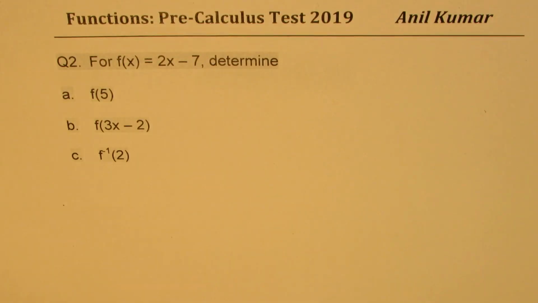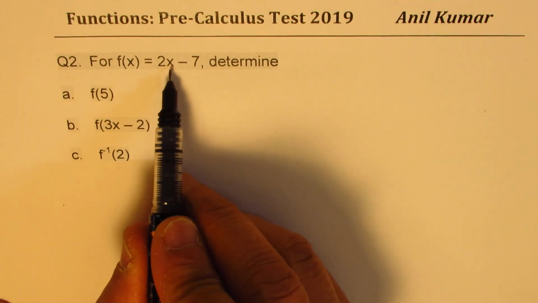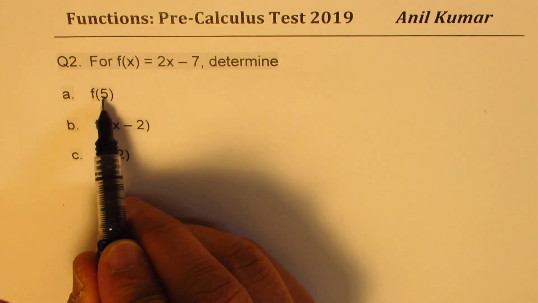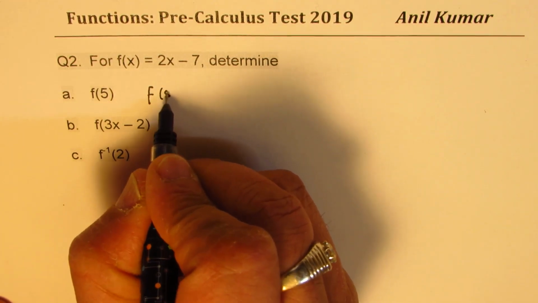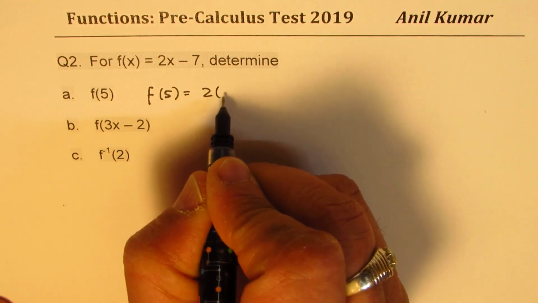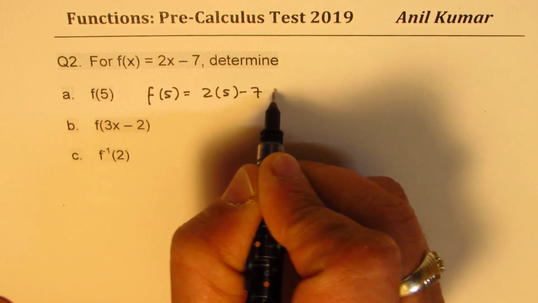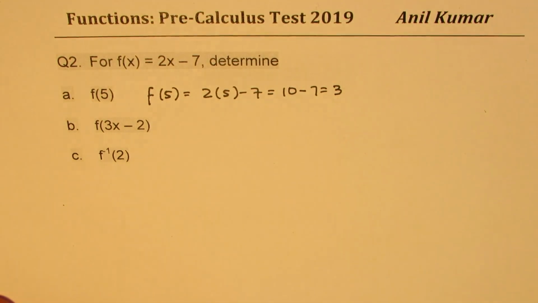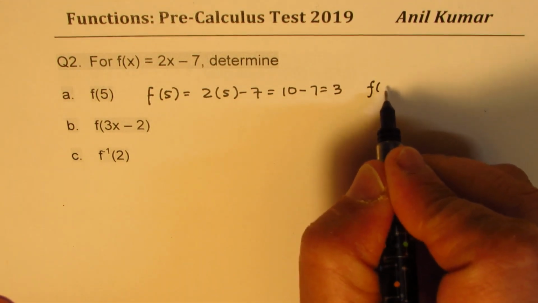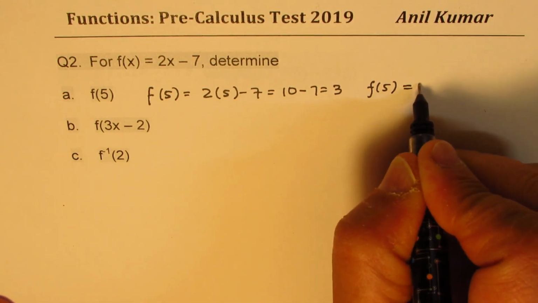Let's move on and take question number 2. For function f of x equals 2x minus 7, determine f of 5. So that is simple. Just substitute 5 and you get 2 times 5 minus 7, that is 10 minus 7, that is 3. So you get your answer that f of 5 is equal to 3.